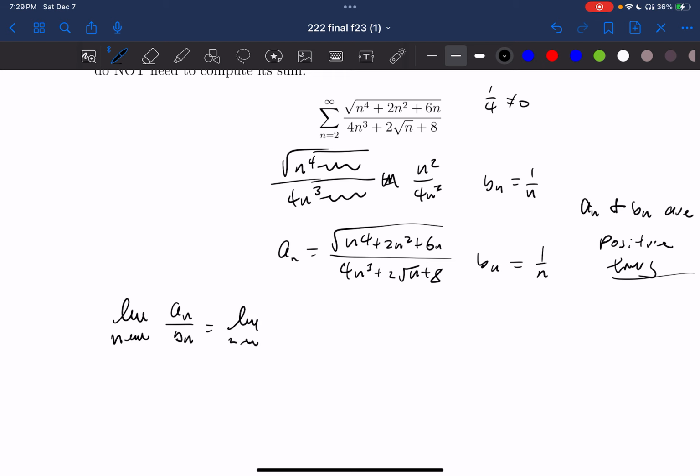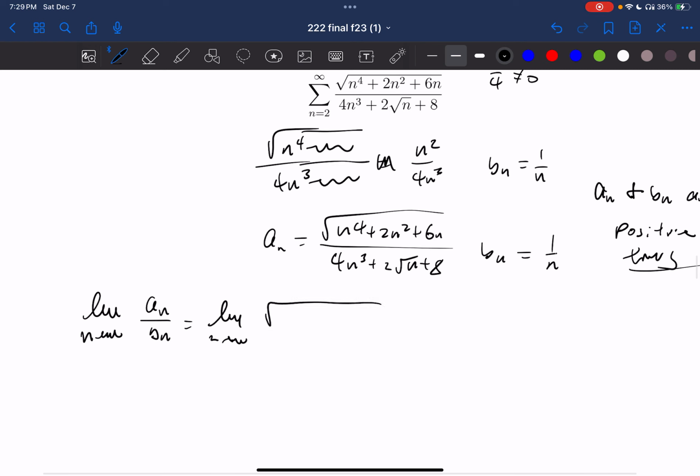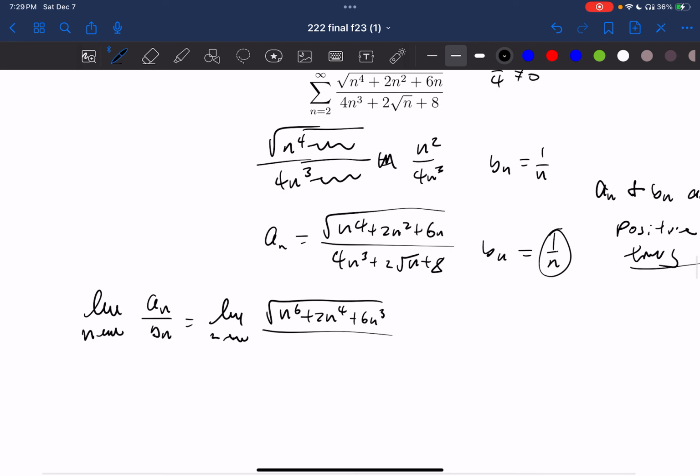The limit as n goes to infinity of the square root of (n to the sixth power plus 2n to the fourth power plus 6n to the third power) divided by... so basically what I'm doing is taking this and dividing it by this, so you're just flipping it upside down and multiplying. Multiplying this n, and the bottom will stay the same because you're multiplying it by 1.